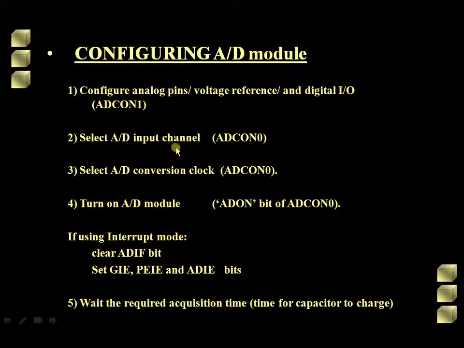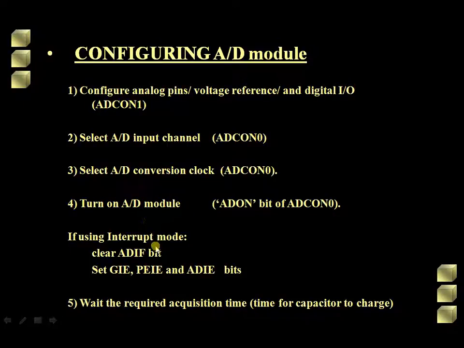Then we use ADCON0 for selecting a particular channel. Again using ADCON0, we need to select the clock source, such as the processor clock divided by 2, or the processor clock divided by 8, or the input from the internal RC oscillator. And then we have to turn on the module.